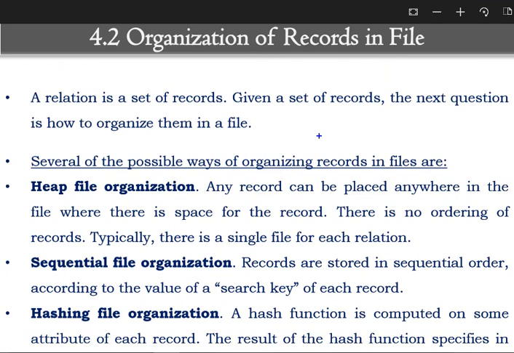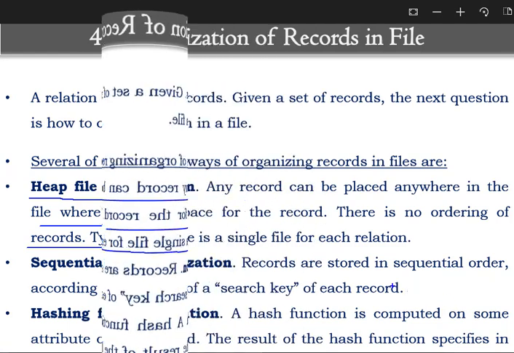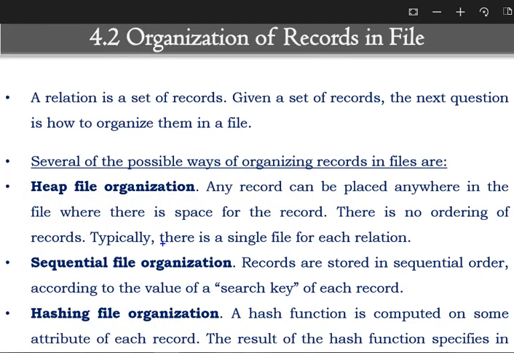So let's begin this discussion with organizing of records in a file. In this point we'll see how records can be organized in a file in several ways. The first way is heap file organization. Any record can be placed anywhere in the file where there is space for the record. There is no ordering of records. Typically there is a single file for each relation. So whenever you want to store some unordered data in a file, you can use heap file organization.